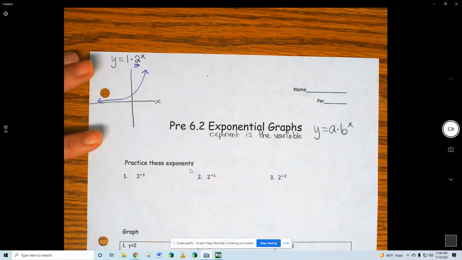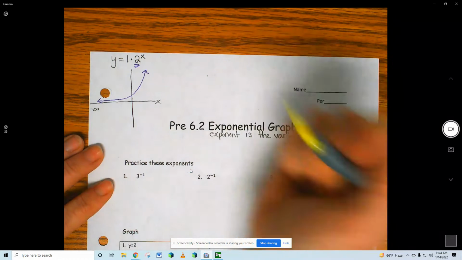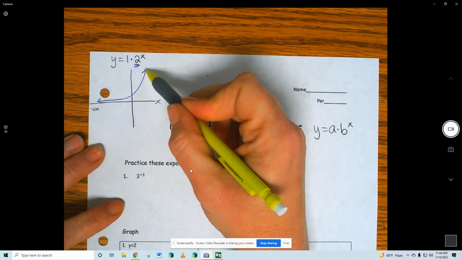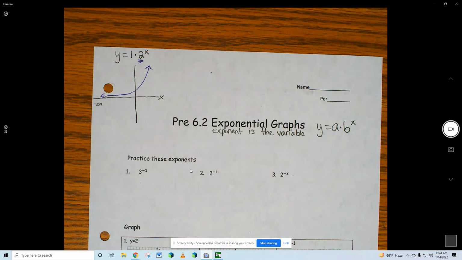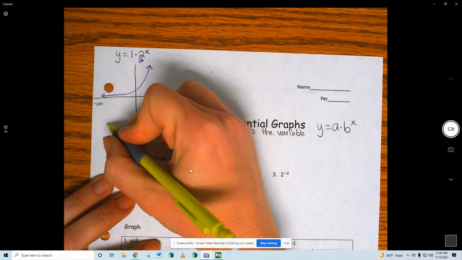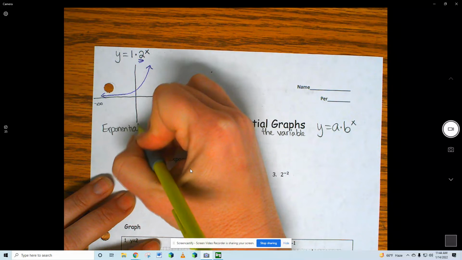It goes on forever to the left. This is negative infinity to the left, right? And then it goes in an upward slant. This is a whole number of 2 raised to the power of x. This is what an exponential would look like. Upward. An upward slant. This is what I call exponential growth.